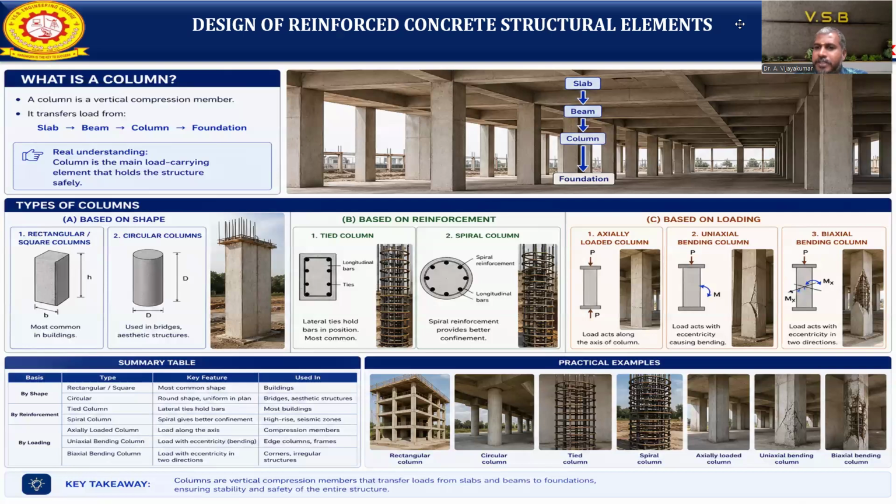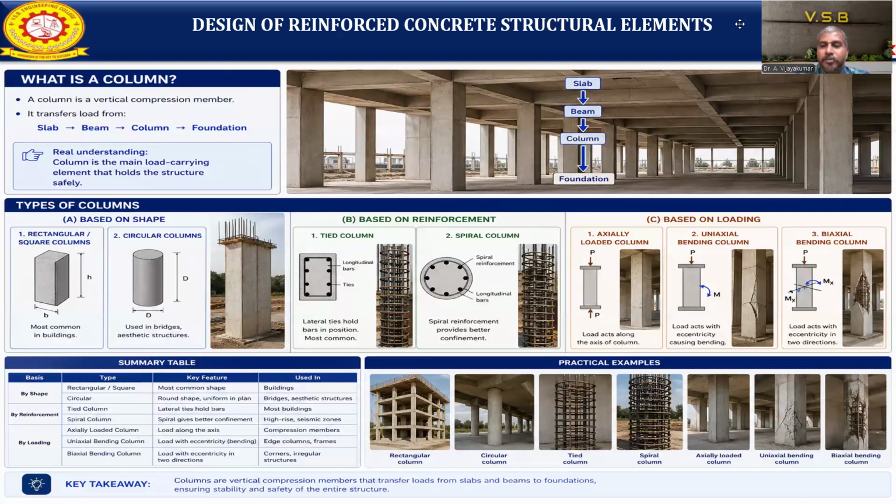Next is the uniaxial bending column. What is uniaxial bending? Uni means one: in any one direction, either the x direction or the y direction, the load acts with eccentricity and a moment is generated, causing bending. Then what is the biaxial bending column? The load acts with eccentricity in two directions. In both directions the load acts, and then moments are generated. That type of column is called a biaxial bending column.